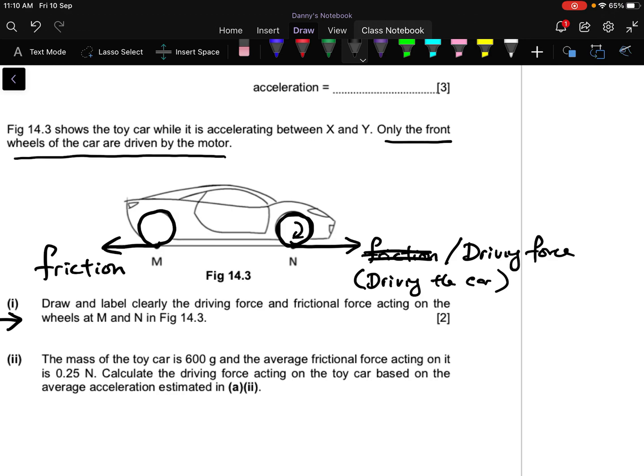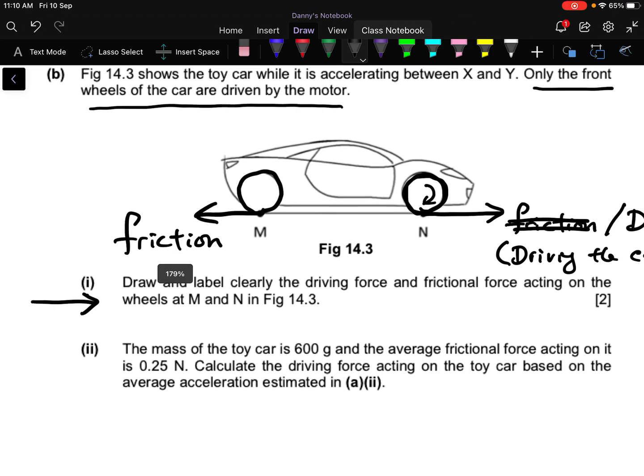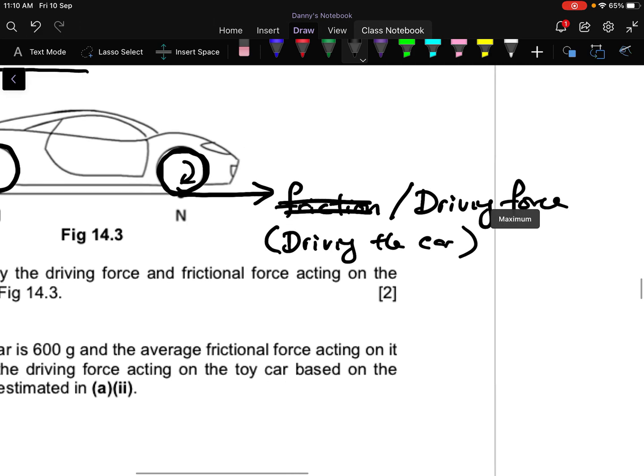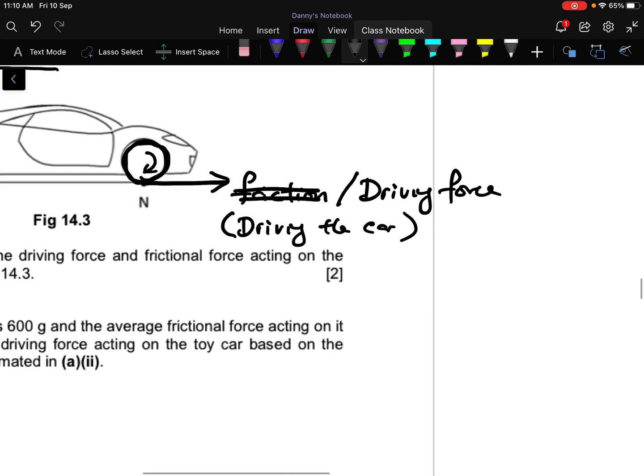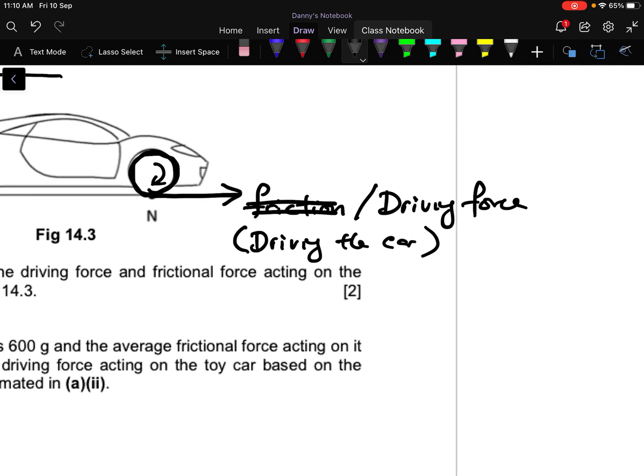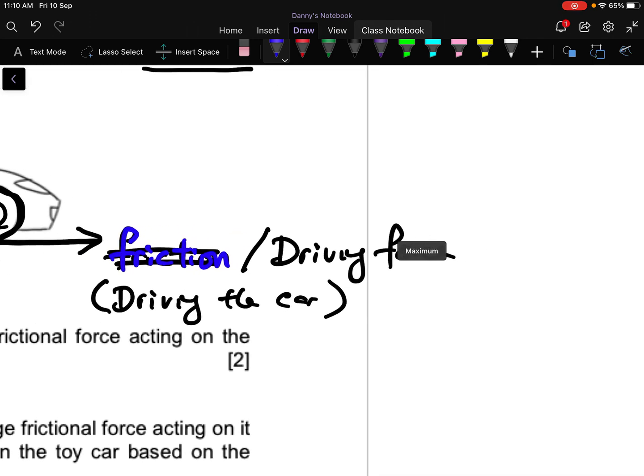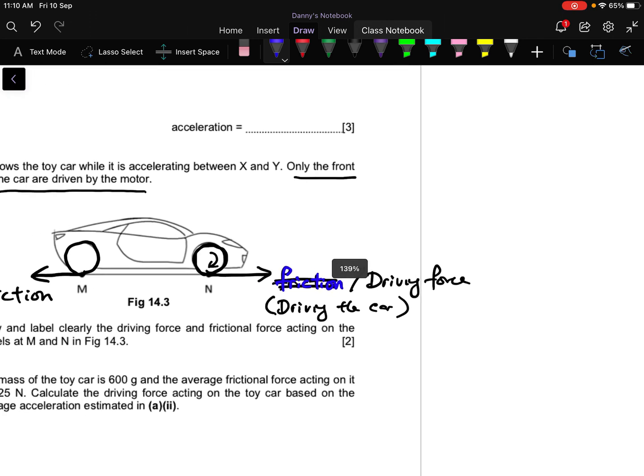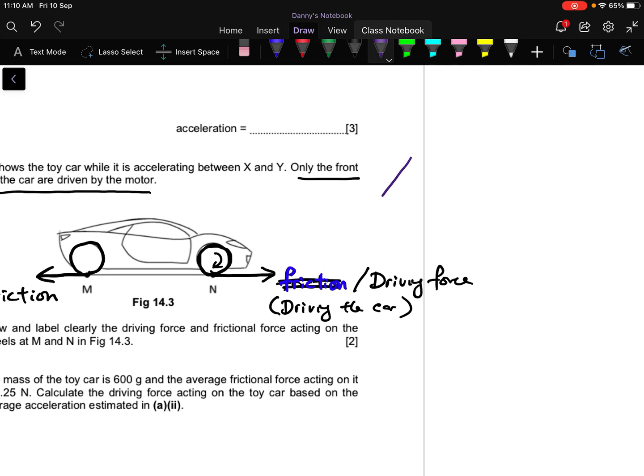So in essence, to answer this question, the front wheel is where your driving force is acting on, and then the back wheel is friction. Now, because during the go-through, after speaking to the physics teacher, we didn't make this very clear in our lesson. So for this round, we will accept driving force, or if you write here friction, we will accept. Okay, we'll give you the full credit. Okay, but please, from now on, you should know that actually that particular friction over here is actually the force responsible for driving the car.